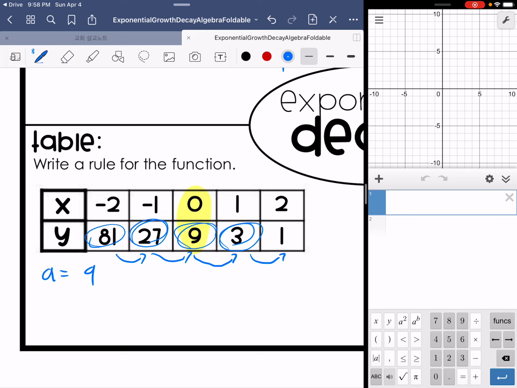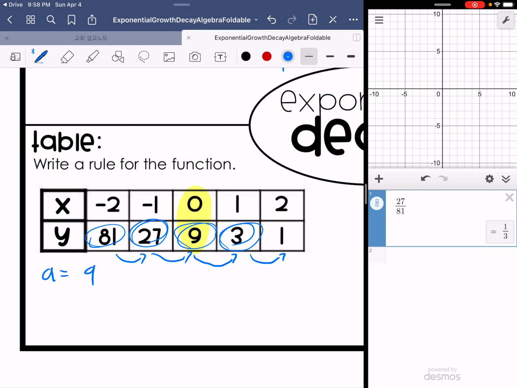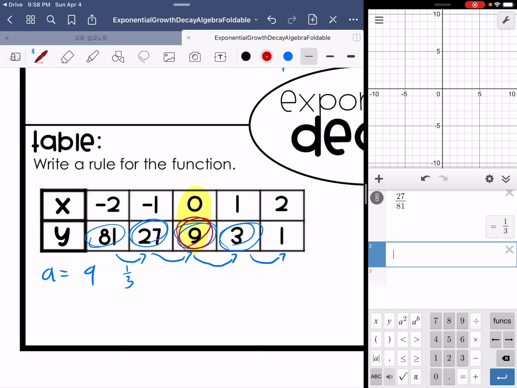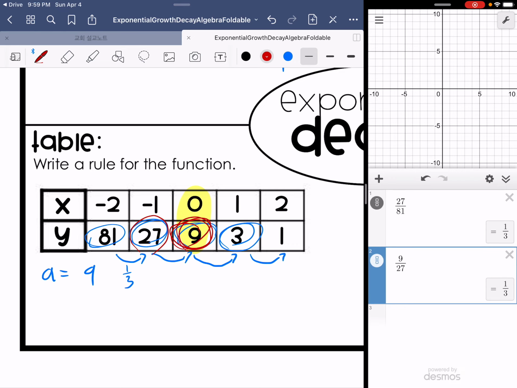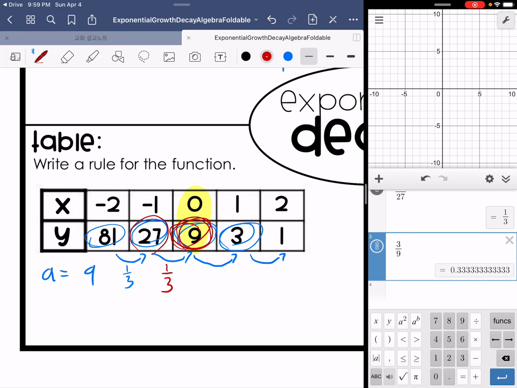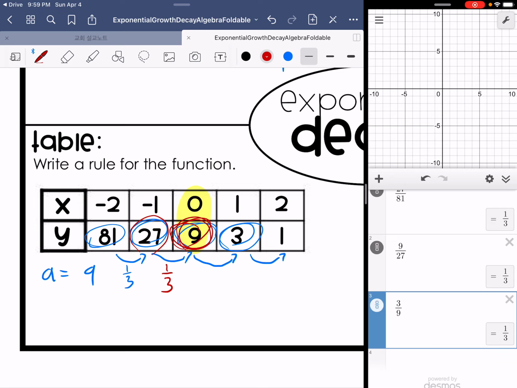Let me try 27 and 81. 27 divided by 81 is 1 over 3. So it's going to be multiplied by 1 over 3. Let's check again. Let's try 9 and 27. So always the number on the right first. 9 divided by 27. Yep, it's 1 over 3 again. Let's try 3 and 9. 3 divided by 9. Yep, it's 1 over 3, right? That's how you find the base. So the base is going to be 1/3.